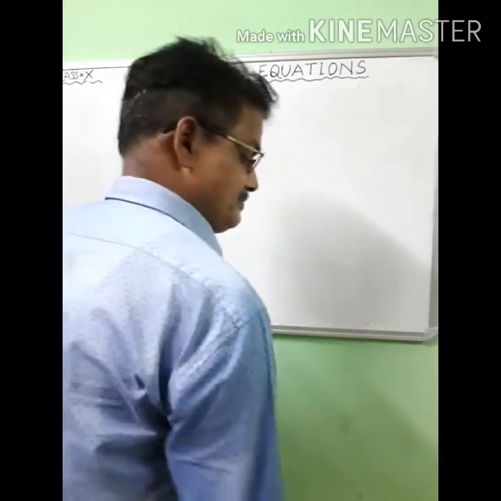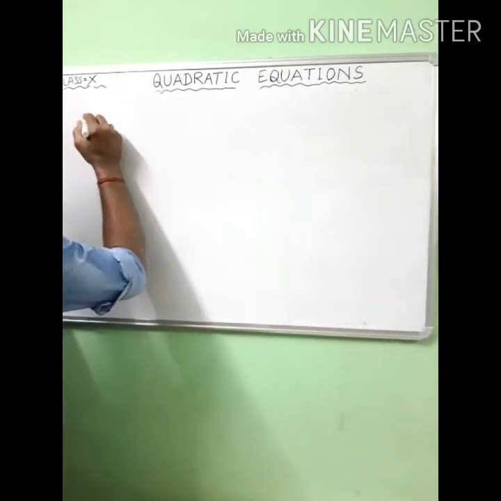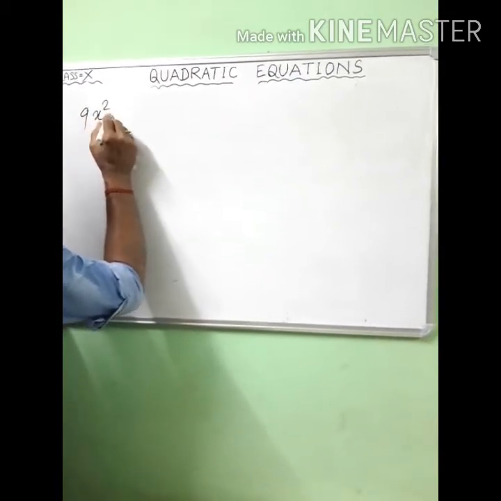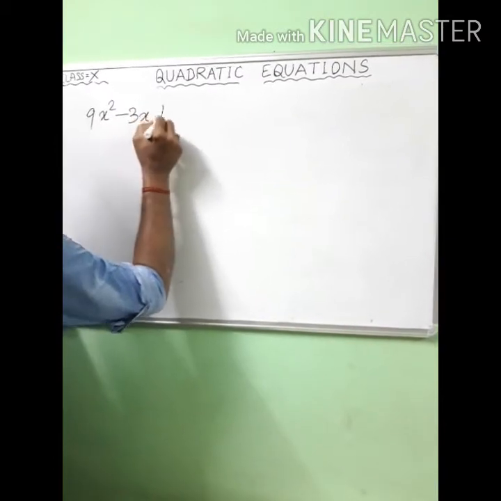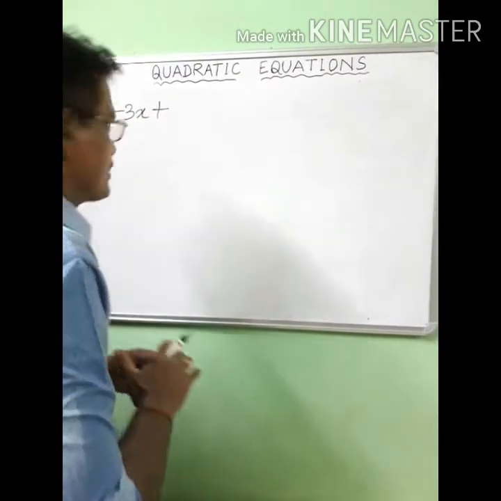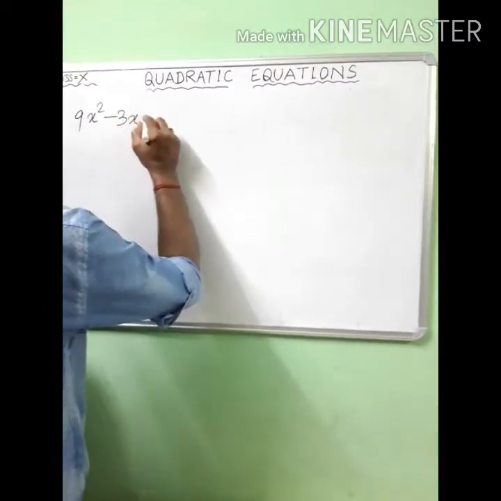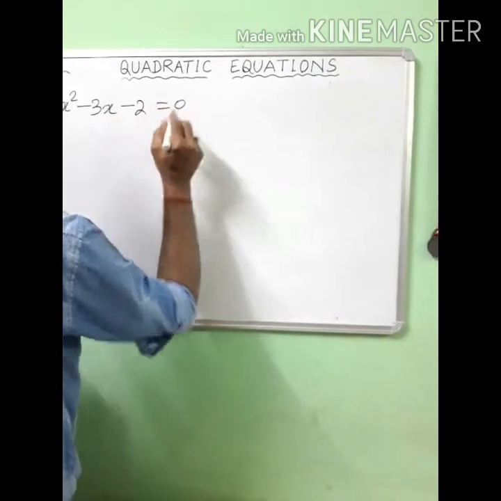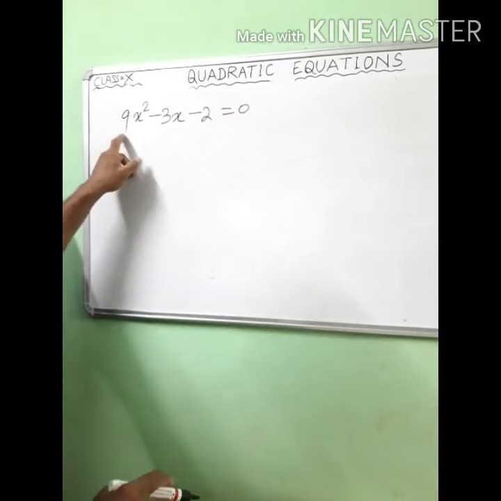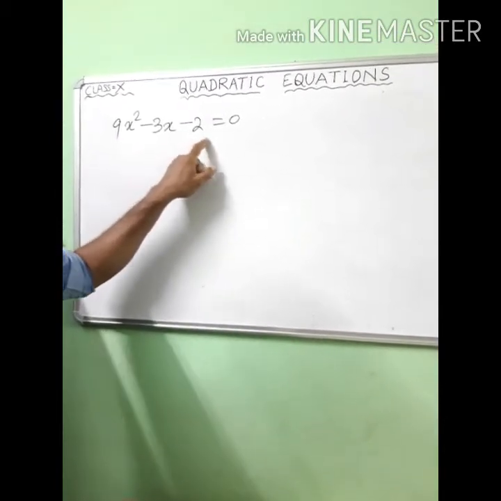The example is 9x square minus 3x minus 2 is equal to 0. This is a quadratic polynomial because it is in the form of ax square plus bx plus c.